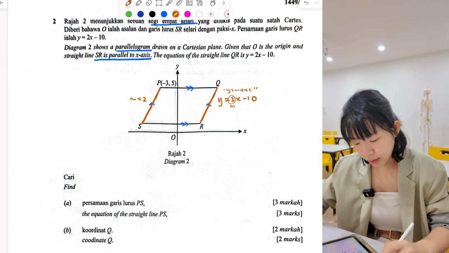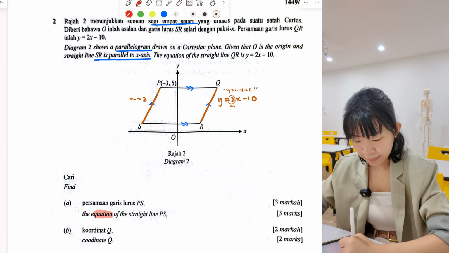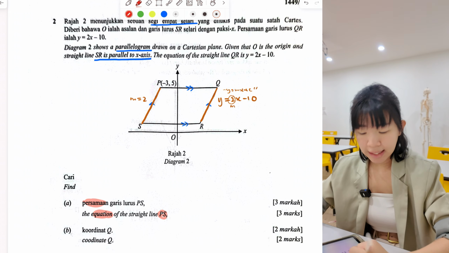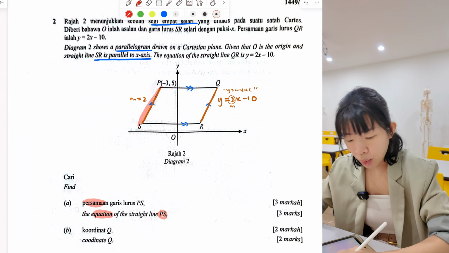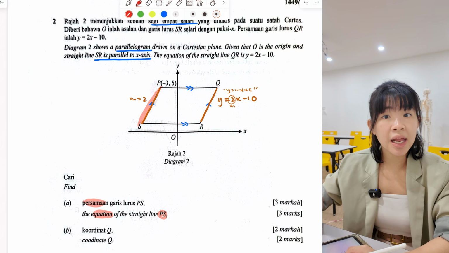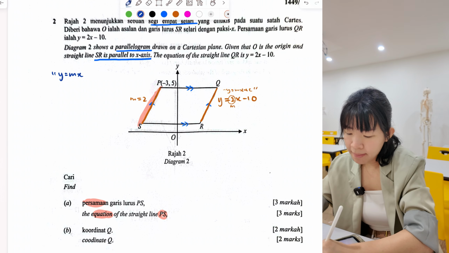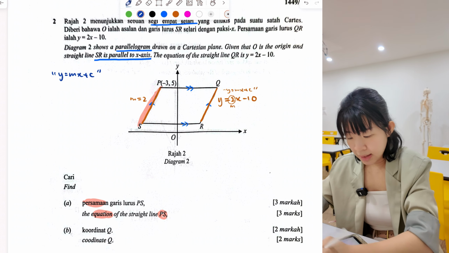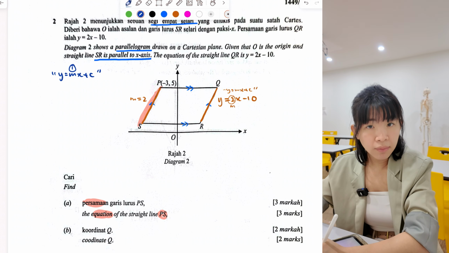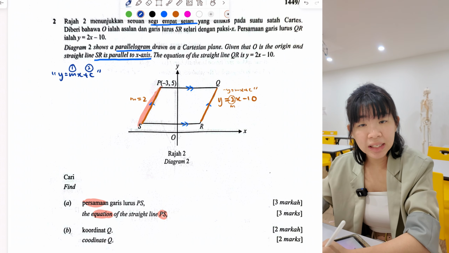Okay, look at the first question. They ask for the equation, persamaan, of PS. Let's see where PS is here. Now, whenever you see a slant line and they ask for the equation, always start with y equals mx plus c. The first thing we need to find is m, the gradient, kecerunan. The second thing to find is c, the y-intercept, pintasan y.